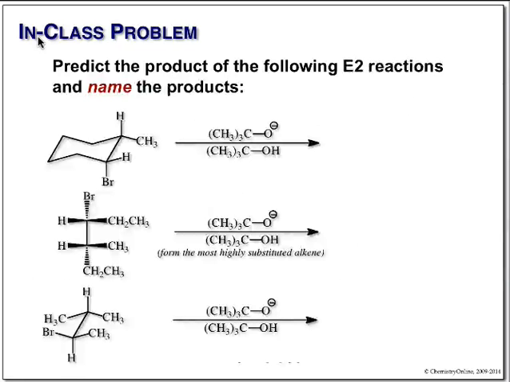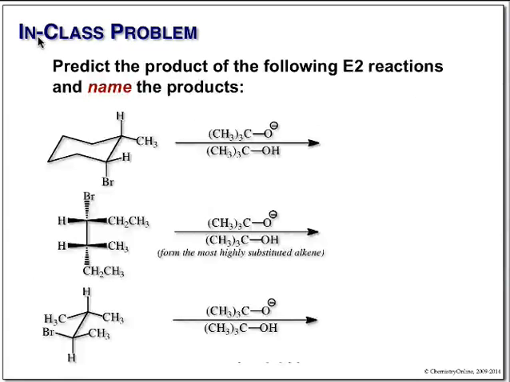Let's just make this a little bit different. We're going to do elimination reactions here, but we're going to double it up. Not just do our elimination, we're also going to name the product that we form. Some kind of a combination question. All of these are tert-butoxide and tert-butanol, so they're all E2 eliminations.